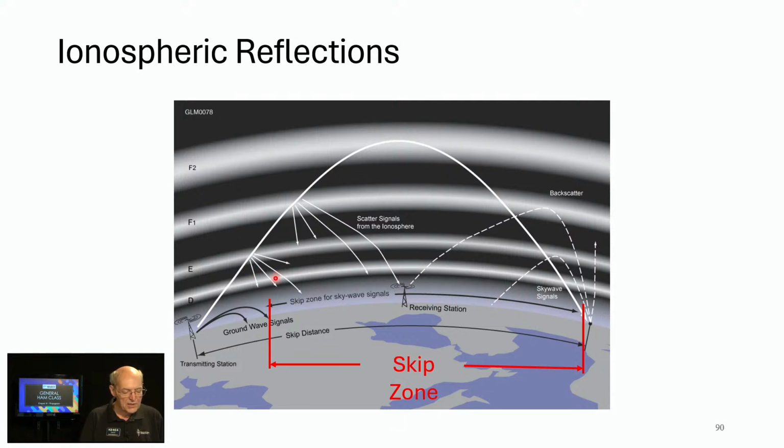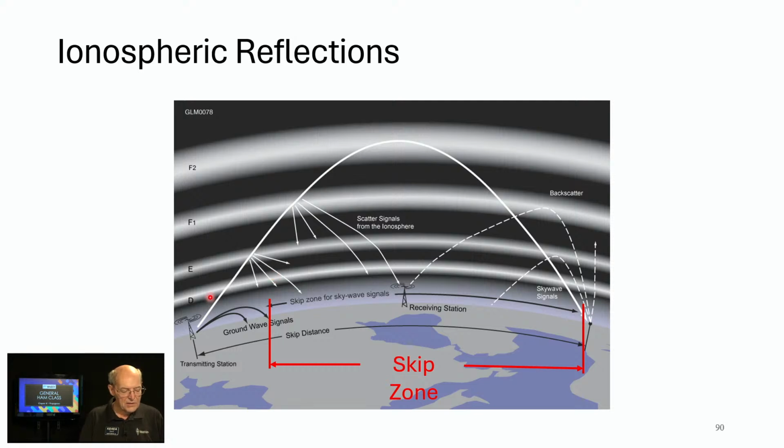So these are called scatter effects, and this leakage from the main path, if you want to call it that, will come down in the skip zone. You shouldn't be able to hear anything there, but sometimes you can. It's usually weak because not very much of the signal is coming down via that method. Here we've got some coming from the E layer, some from the F1 layer. Usually when you talk about this effect, it's the E layer that we're talking about.